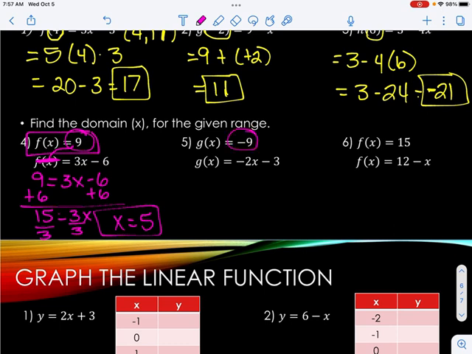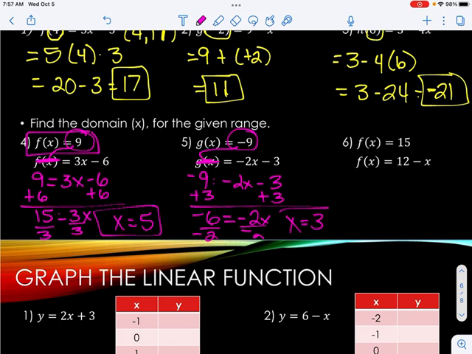Okay, let's try that again. We're going to take the negative 9, plug it in for the g of x here. So negative 9 is equal to negative 2x minus 3. So I'm going to add 3 to both sides. So I get negative 6 equals negative 2x. I'm going to divide by negative 2, so x is equal to 3.